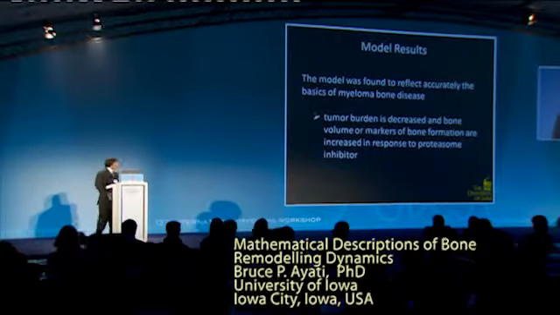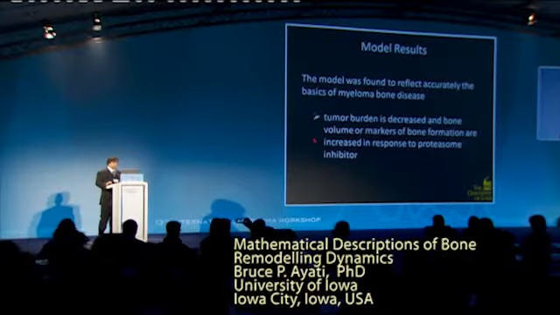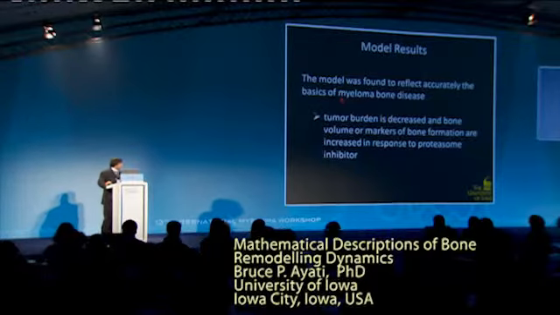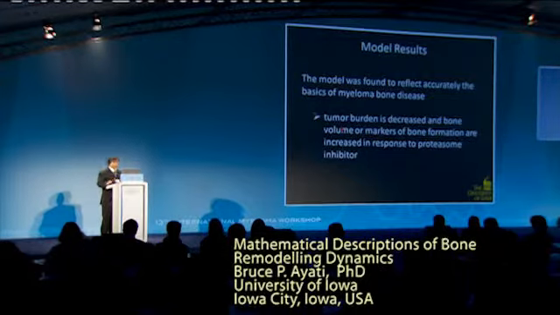So this is a very simple model, but it was found to reflect accurately the very basics of myeloma bone disease. In particular, we found the tumor burden is decreased and bone volume and markers of bone formation are increased in response to a proteasome inhibitor. We got similar pictures for the effects of myeloma when there was no treatment, as well as for normal bone remodeling.